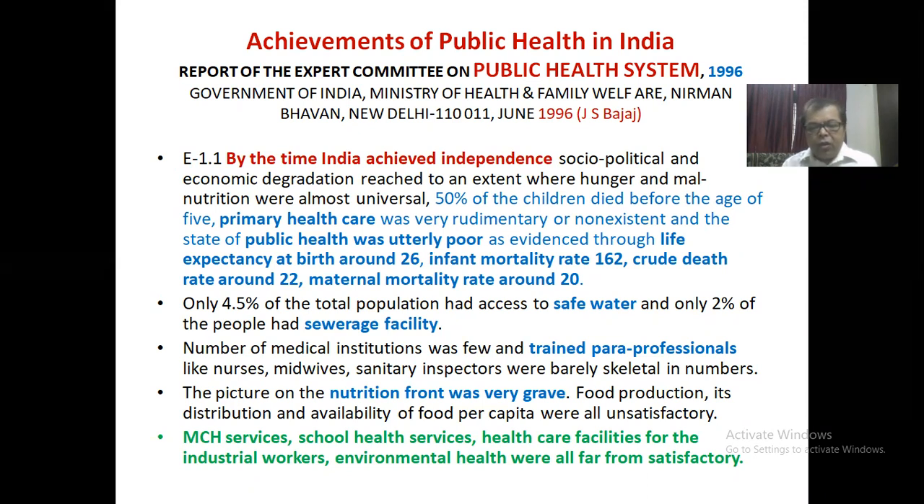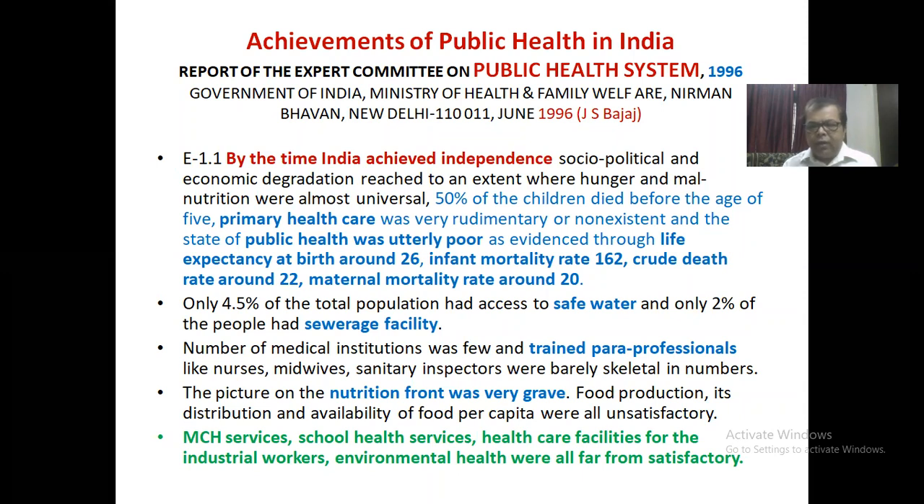Then the picture on the nutrition front was very grave. Food production, its distribution, and availability of food per capita were all unsatisfactory. The MCH services, school health services, healthcare facilities for the industrial worker, and environmental health were all far from satisfactory. That means if we focus on the public health scenario in 1947 and the early 1950s, the situation was very difficult.